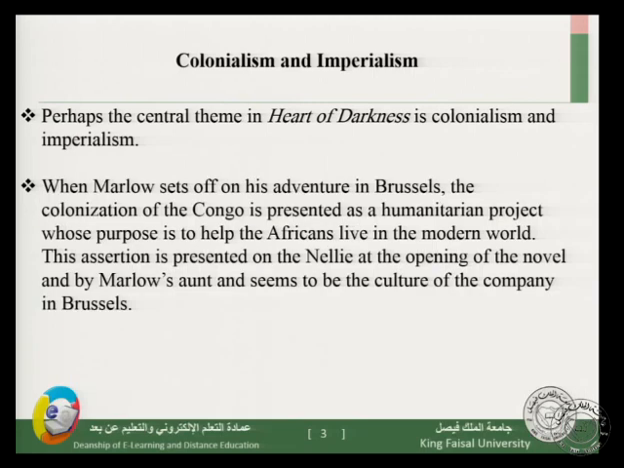Perhaps the central theme in Heart of Darkness is colonialism and imperialism. There are many other themes, but I think the central theme in the story is colonialism and imperialism. And you would have to remember that when we talked about the origins of the novel, colonialism was also one of the main reasons for the appearance of the novel.